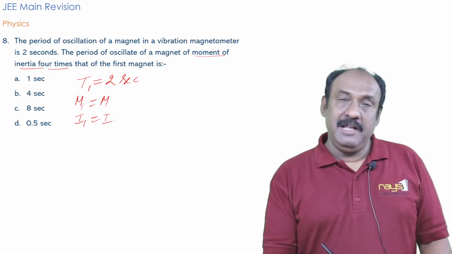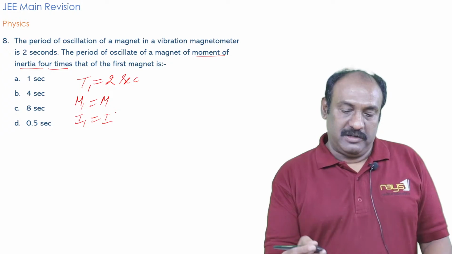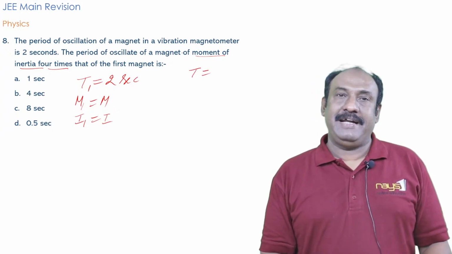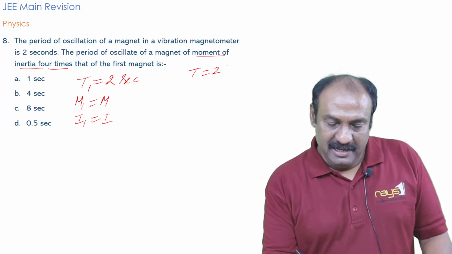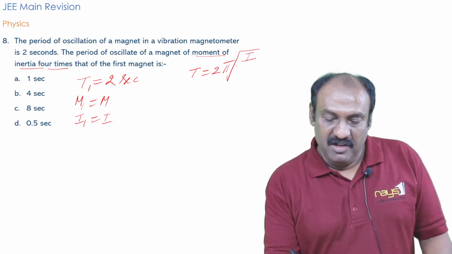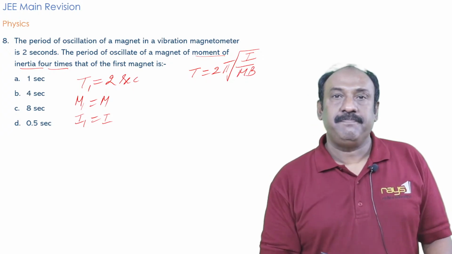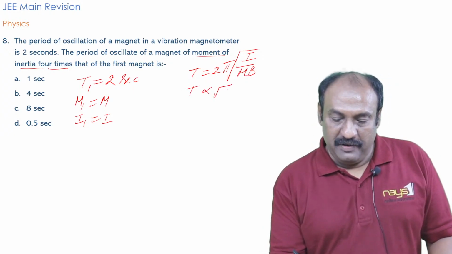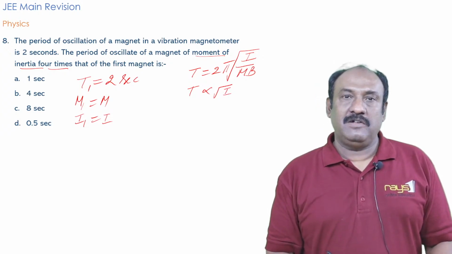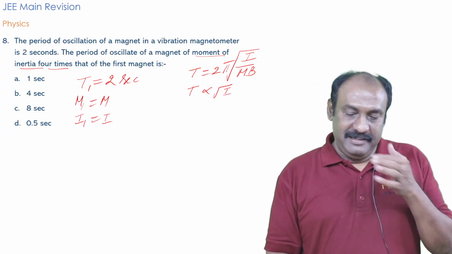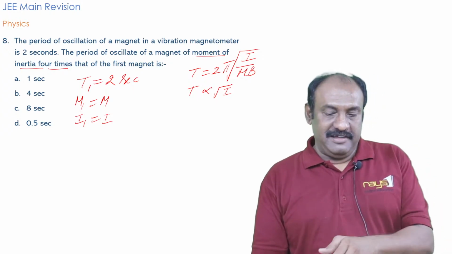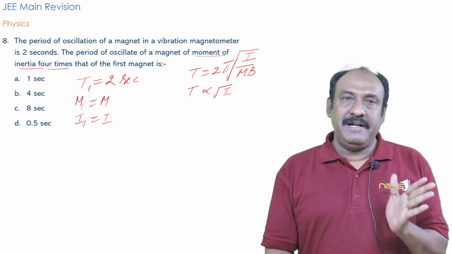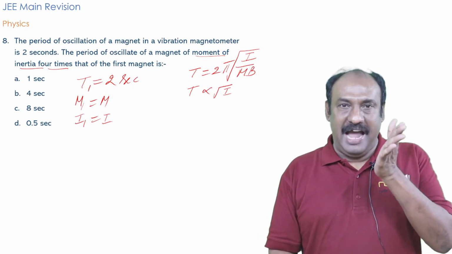Now if only moment of inertia becomes 4 times, what is the time period of the bar magnet in a vibration magnetometer? That is 2 pi into root of I by M into B. So T is directly proportional to root of I. Without changing its mass, its magnetic moment, or the magnetic field, only the moment of inertia is changed by a factor of 4.